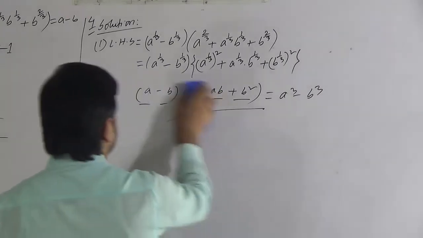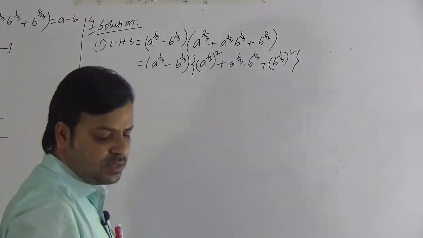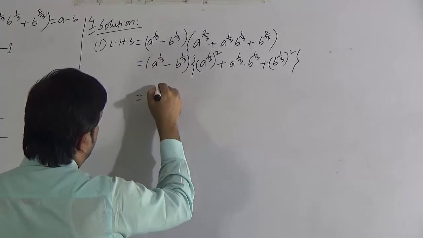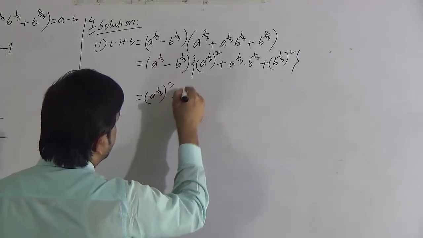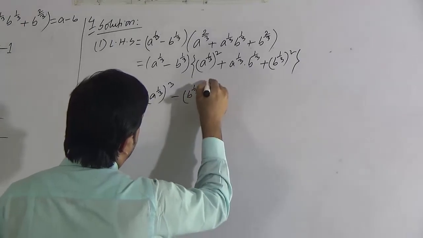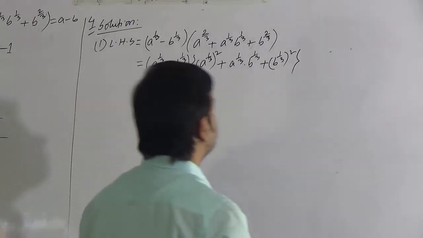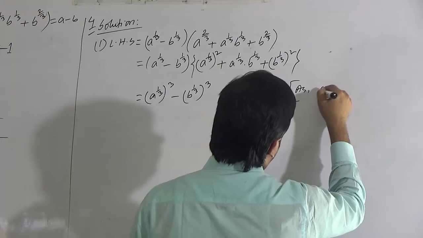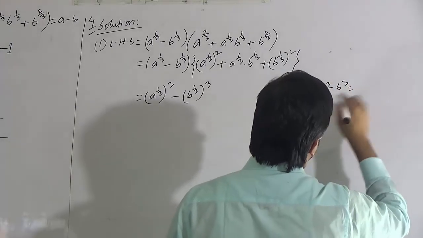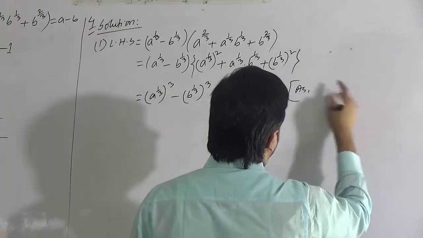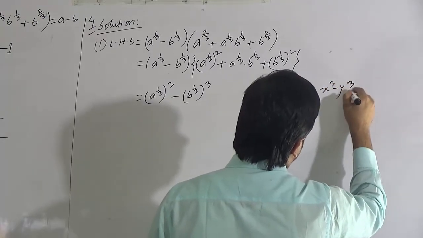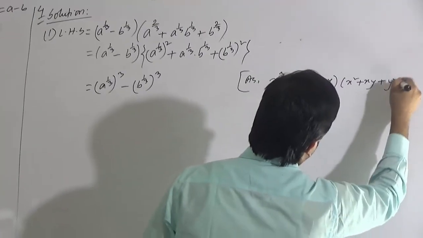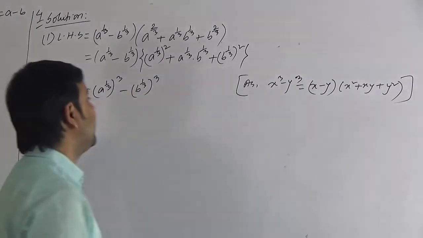So we can write here, a means a to the power 1 by 3. So we can write here a to the power 1 by 3 whole cube minus b to the power 1 by 3 whole cube. As we have applied the formula, a cube minus b cube is equal to, or we can use the formula with different variables x and y: x cube minus y cube is equal to x minus y into x square plus xy plus y square. Applying this formula, we can write this.